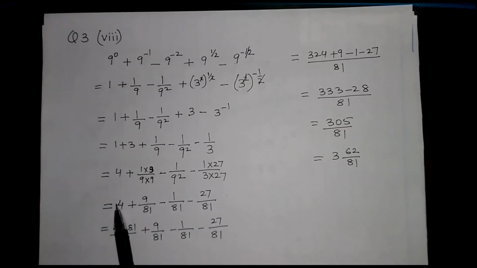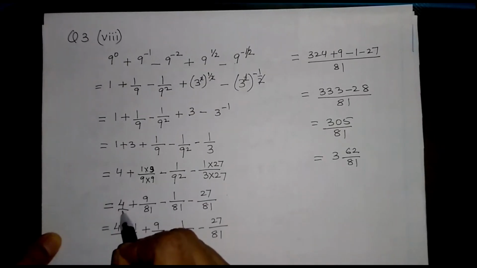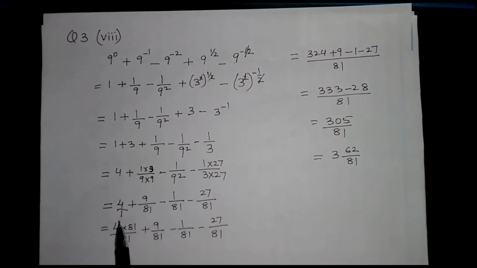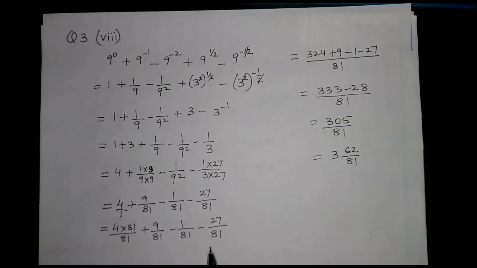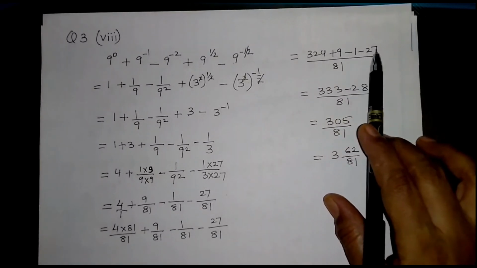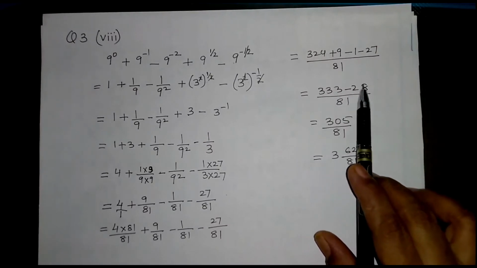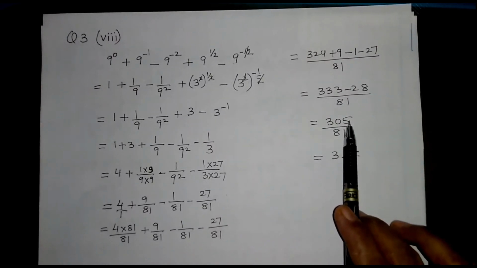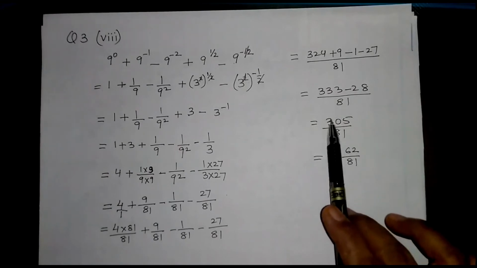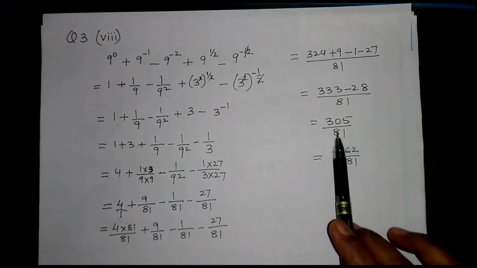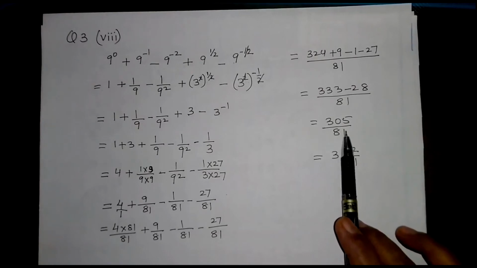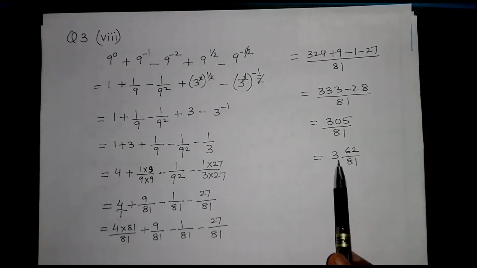We'll try to include this 4 also and we'll multiply it by 81 because it does not have anything in its denominator. That means it has denominator 1. So we have multiplied it by 81. So now we have all the terms with denominator 81. We'll add all these and subtract whatever has to be done. We have 333 minus 28, which comes to 305. This is improper fraction. So we'll divide 305 by 81 and we have this mixed fraction 3 62 by 81.